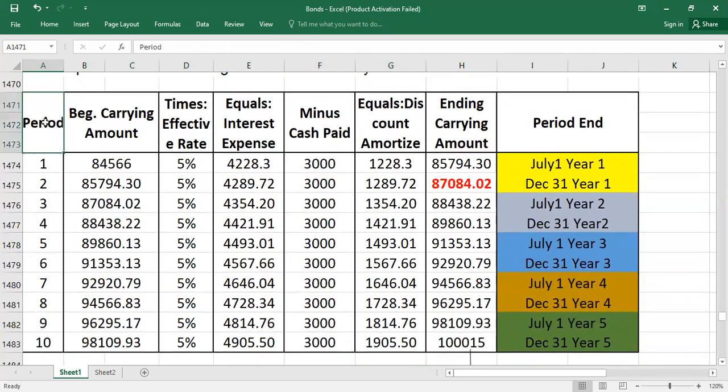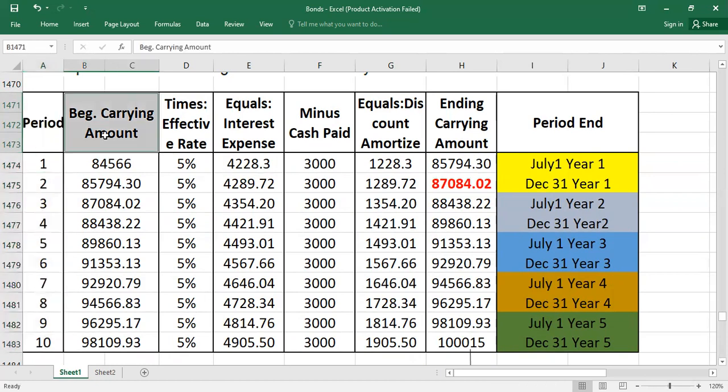Please focus. First we have periods. I'm not using the word years, because in my example the maturity period was 5 years and interest is paid twice a year. So the total becomes 10 periods. Over the 10 periods you are going to pay the interest, and after 10 periods your bond is going to be matured. So first you write period 1, 2, 3 till 10.